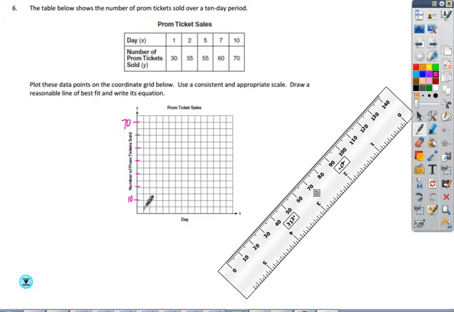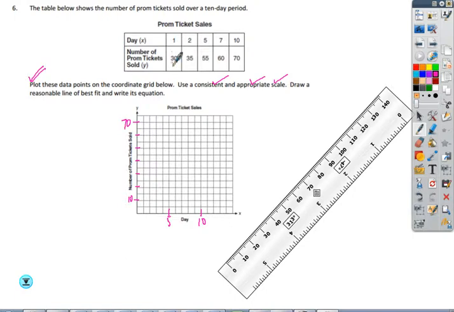So for your x-axis, you can fit it using a scale of 1. So if I go 1, 2, 3, 4, 5, 6, 7, 8, 9, 10, my graph now has a consistent and appropriate scale. We're good to go. Now we've got to plot. So we're looking at each part of this question, making sure we do each thing. So I'm plotting these points.